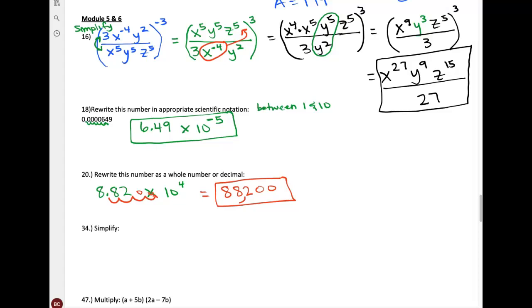Changing it from scientific notation to a whole number. All right, let's see. Also, you should know how to do simplifying some radicals.